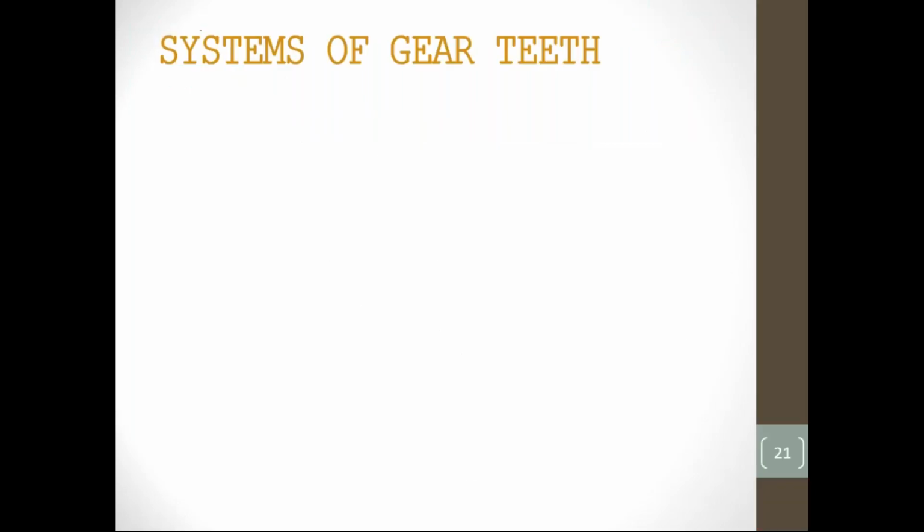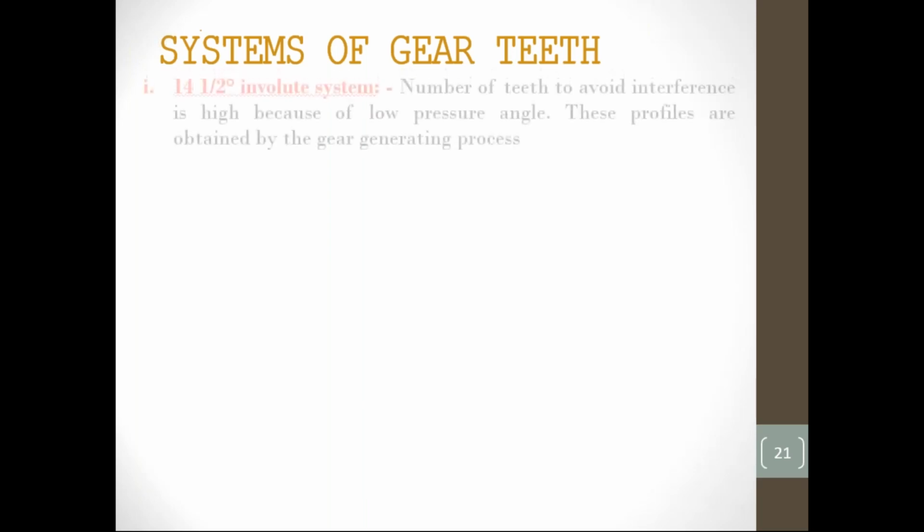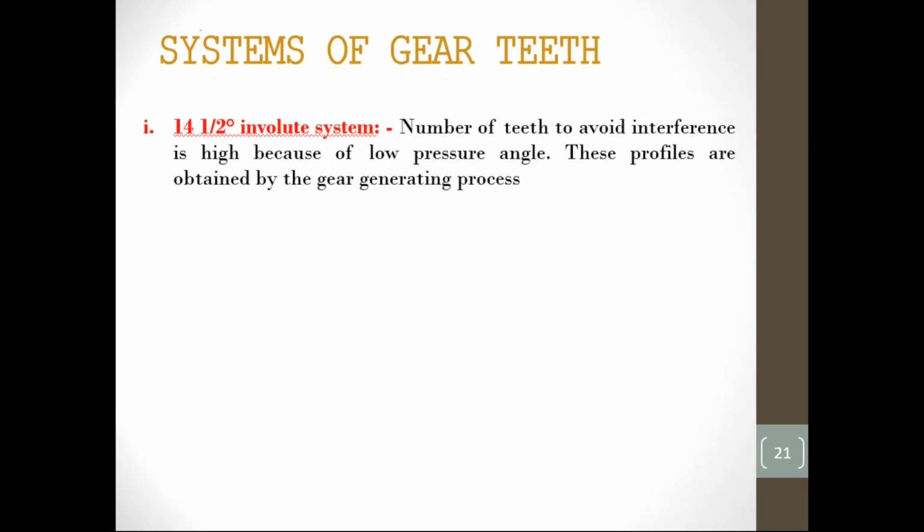So next topic, systems of gear teeth. To cut the gear teeth, we mainly use three types of systems. The first one, 14.5 degree involute system. Here the number of teeth to avoid interference is high because of the low pressure angle. These profiles are obtained by the gear generating process.